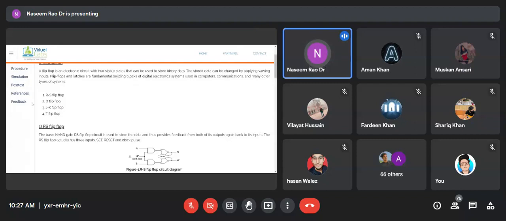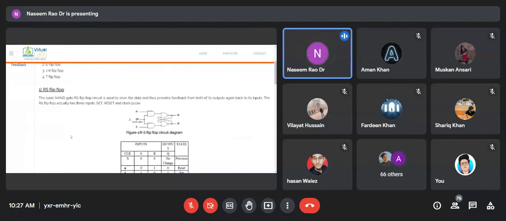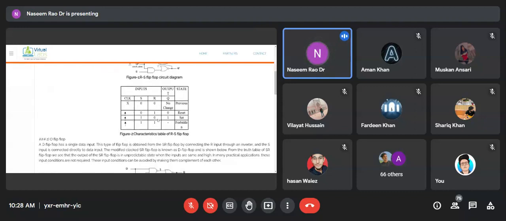There are 4 types of flip flop: RS flip flop, D flip flop, JK flip flop, T flip flop. I am going to start with the RS flip flop. R means reset and S means set, and CP is the clock pulse. This is the circuit of the flip flop. The basic NAND gate RS flip flop circuit is used to store data and provides feedback from both outputs back to its inputs. The RS flip flop actually has 3 inputs: set, reset, and clock pulse, as you can see here.